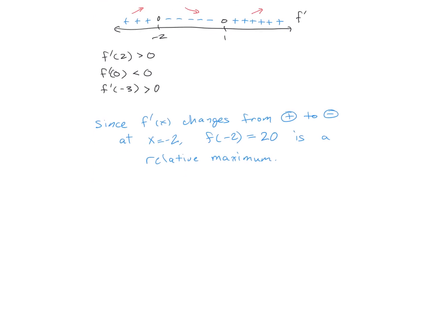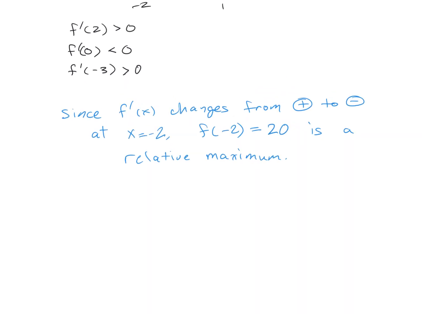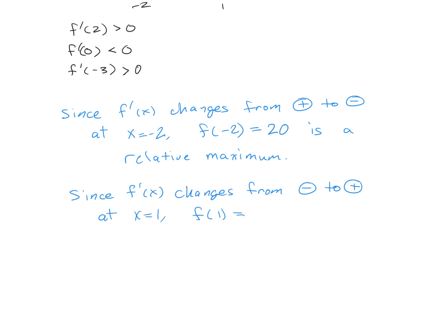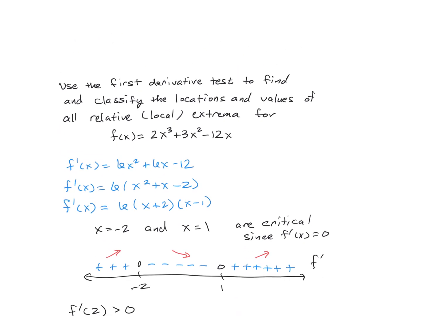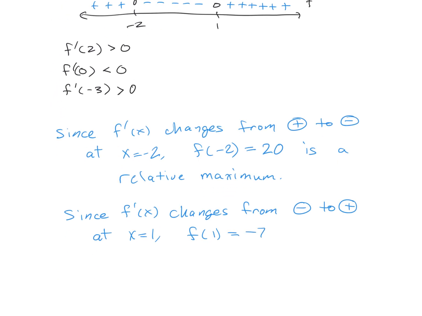Now we have one more answer to find, and that is what happens at 1. And so for that one, we know that since f prime of x changes from negative to positive at x equals 1, f of 1, which if we go back to the original function, is going to be -7, is a relative minimum.